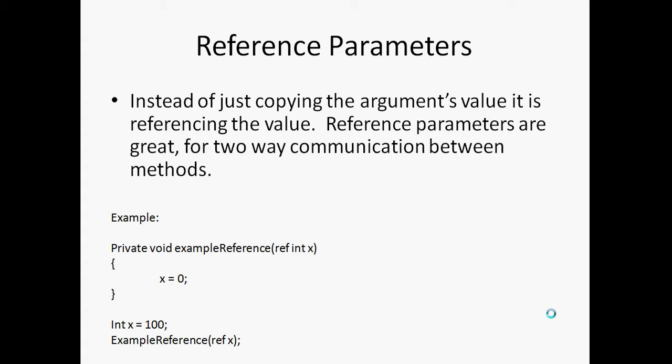Here's an example. We use the private void example reference, and again, we have to use the ref, and then int x, and then we're going to set our x to 0. So whatever the program had before for x, it'll now be 0. So in this instance, we established int x would be 100. And then once we call this by example reference ref x, x will be set to 0.